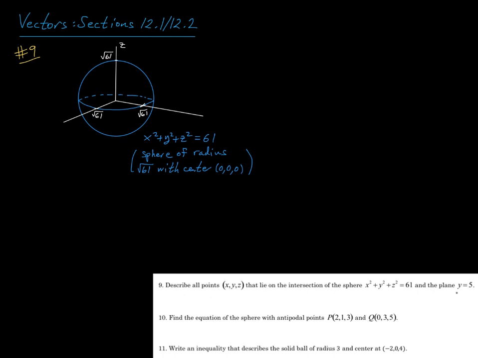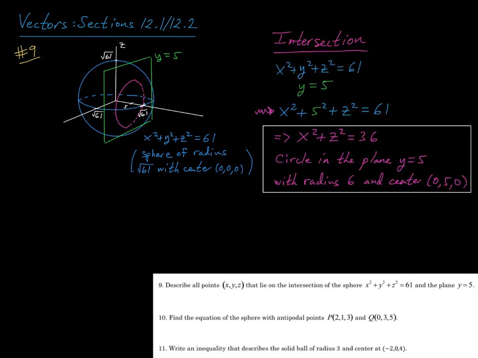Now, y equals 5, as we saw in a previous video, describes a plane, and more specifically, it is the xz plane shifted 5 units along the positive y-axis. So if I go ahead and put that plane in the picture, we want the intersection of the sphere and the plane. So what is that describing? Well, it's describing a circle.